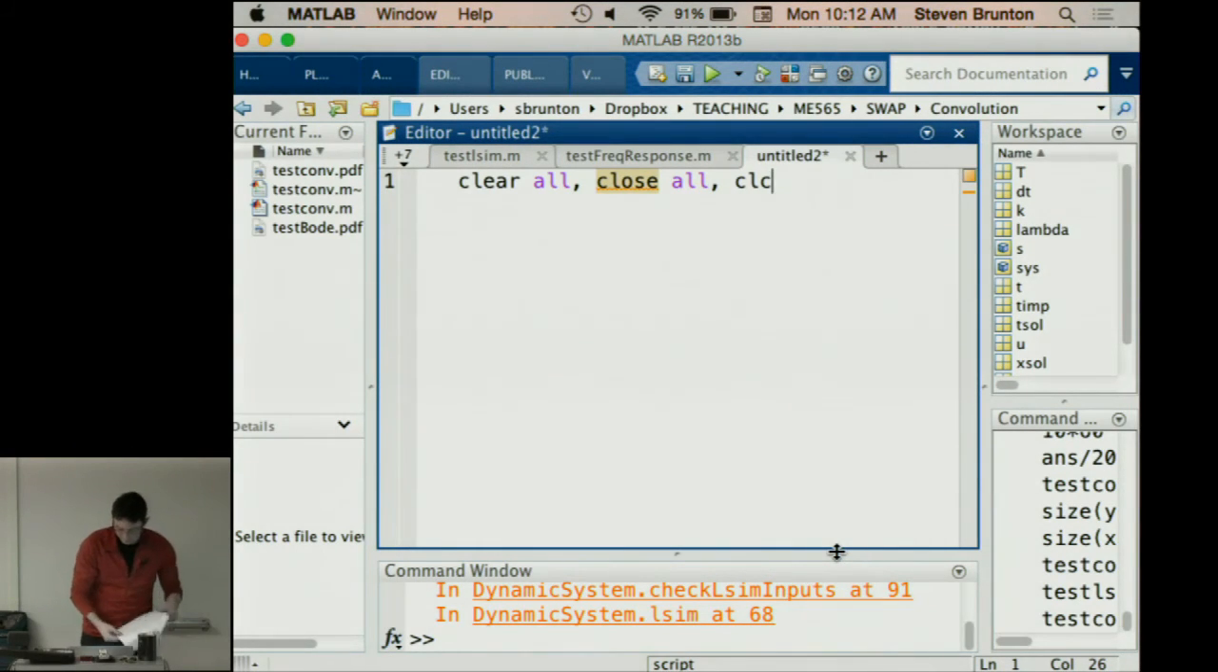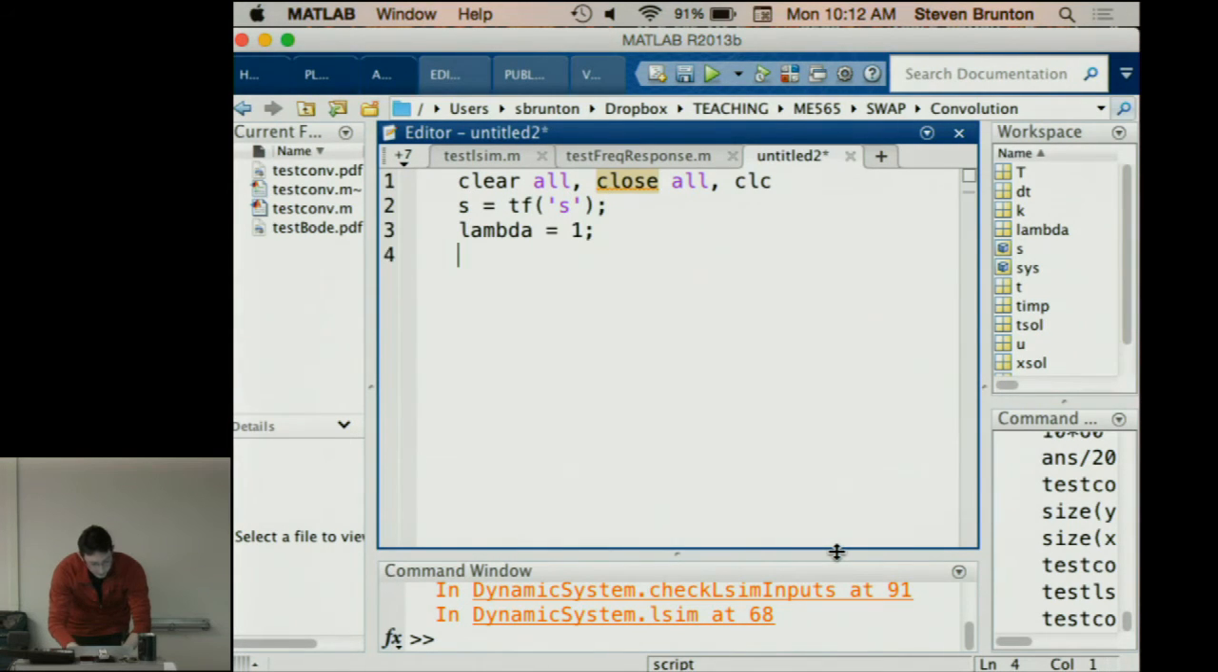Okay, good. So we clear all, close all, clc. I'm going to create an s that's a transfer function. And lambda equals 1. And what's my transfer function for x dot equals lambda x? 1 over s plus lambda. That's what I would get if I Laplace transformed, if I took 1 over the characteristic polynomial. So my system is 1 divided by s plus lambda.